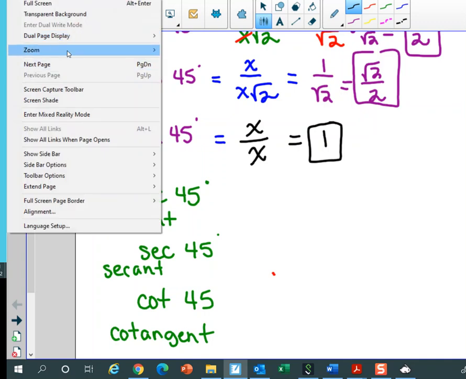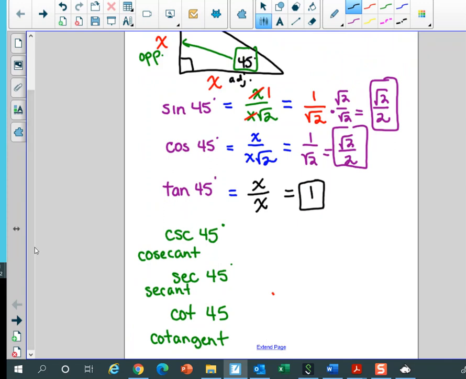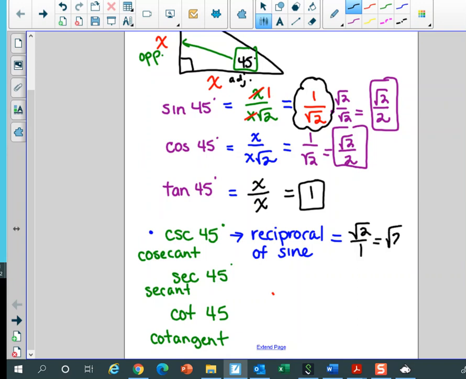Now each of these we were going to have to know, but we could relate it back to sine and cosine and tangent. So when I think about talking about cosecant of 45 degrees, the thing that's going to help me answer that question is that cosecant is the reciprocal of sine. Whatever my sine value is, the cosecant is its reciprocal. It's the flip of the fraction. It's the switching of the numerator and the denominator. So I'm actually going to take it in this form and write just root 2.